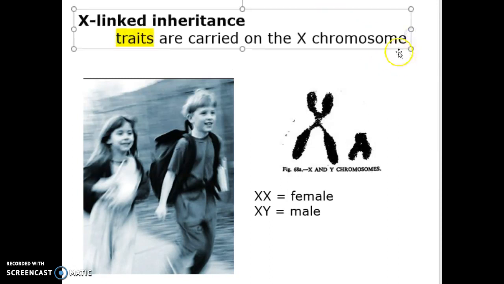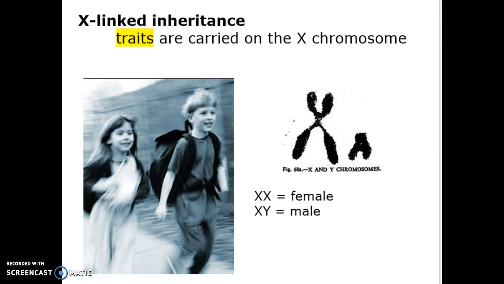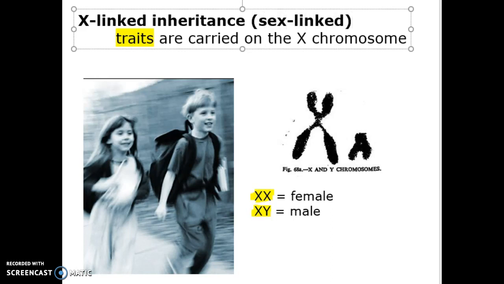So when we look at males and we look at females, chromosome pairs 1 through 22 are the same, what we call the autosomes. You get to that 23rd pair, this is where you get males versus females. So females have 2 X chromosomes, males have an X and a Y. And you're also going to see X-linked inheritance called sex-linked, same concept. X-linked or sex-linked, same scenario.